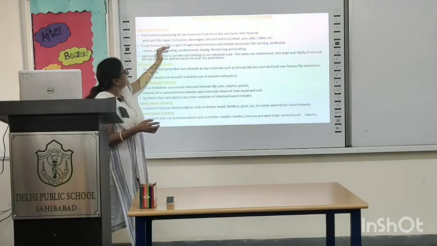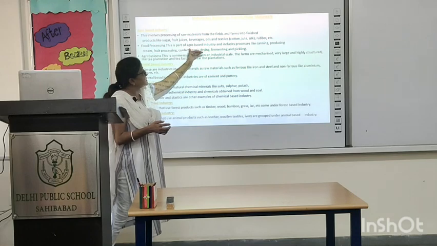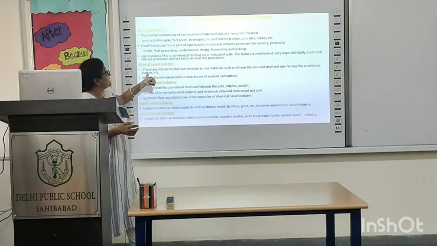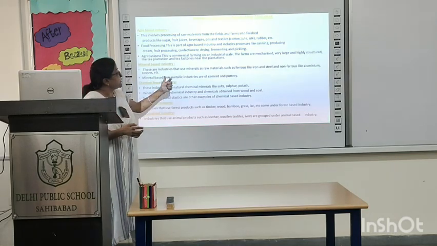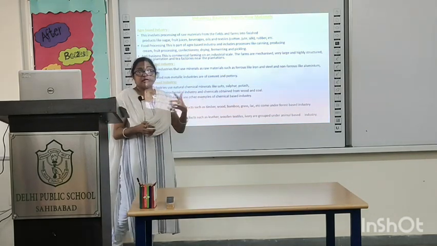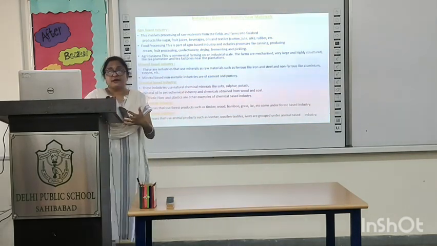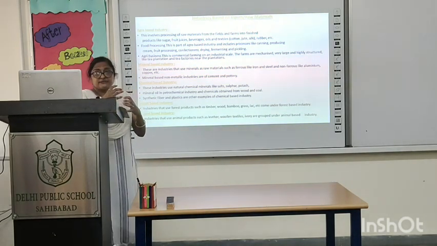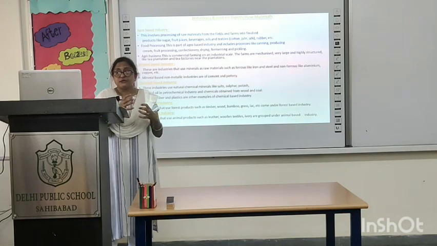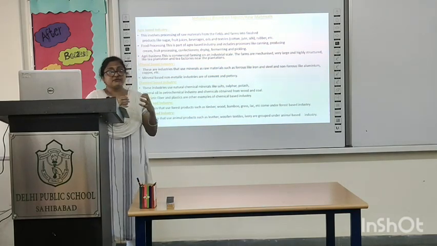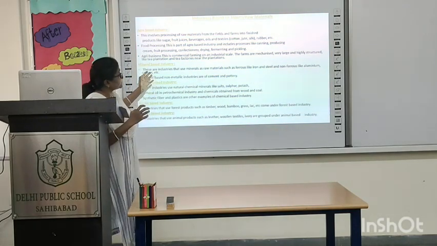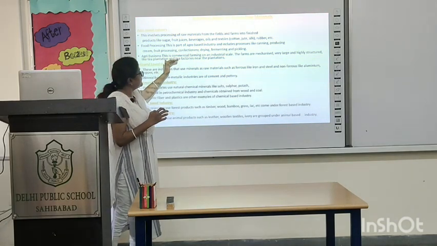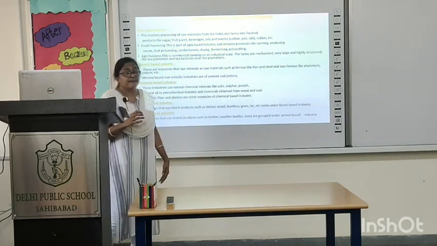Food processing is part of agro-based industry and includes processes like canning, producing cream, fruit processing, confectionery, dyeing, fermenting and pickling. These all are part of agro-based industries. Agro-based business is commercial farming on an industrial scale. The farms are highly mechanized, very large and highly structured, like tea plantations and tea factories near the plantation.